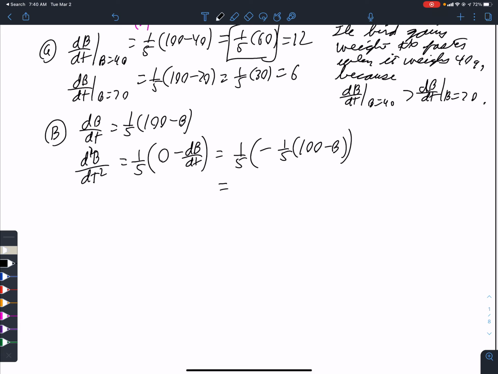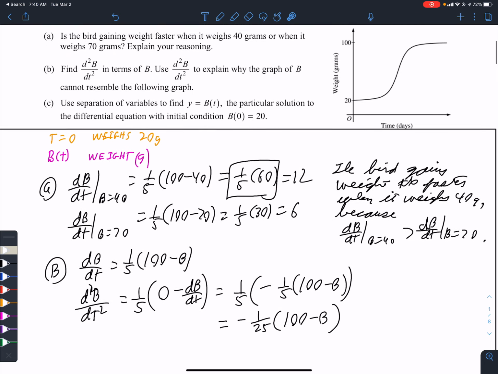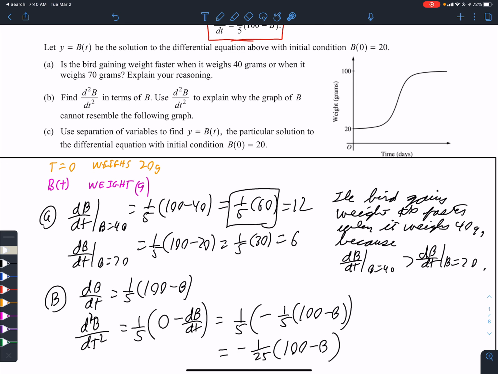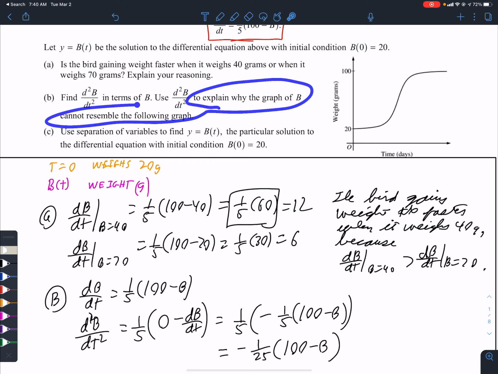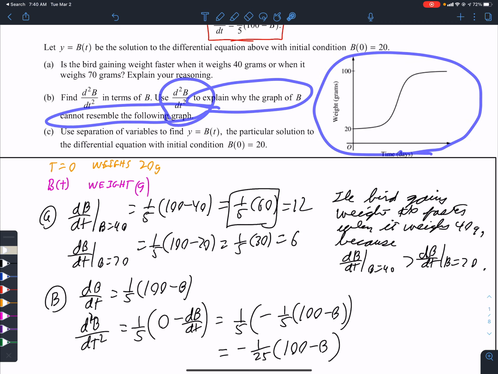I'm going to simplify it just because I feel like it. But on the test, if you do something wrong and you multiply wrong, you're going to lose that point you already had. So now they make a statement. Check this out. Explain why the graph of b cannot resemble the following graph. They're telling you this is an incorrect graph, and you have to explain it using the second derivative.